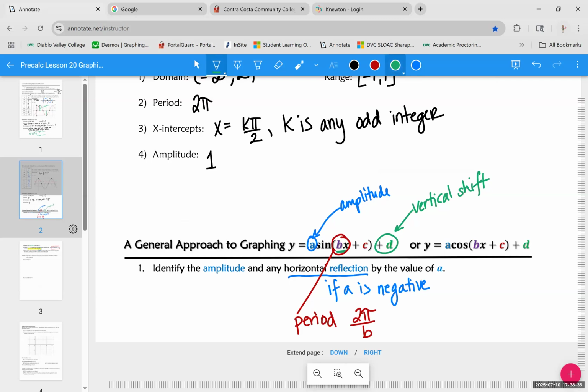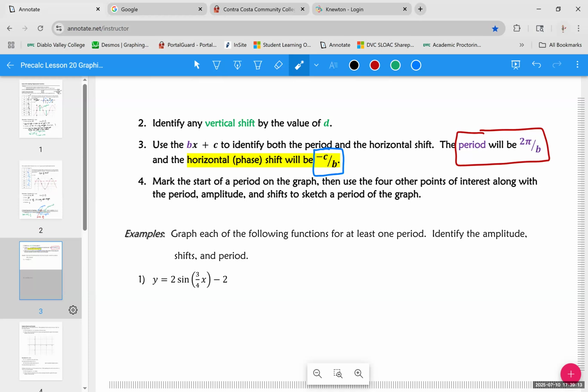Horizontal shift, you don't get to just look at the plus c. Because there's this b here, it will be c over b. And the reason they add a negative is because if it's a plus, it goes left, and if it's a minus, it goes right. So the negative is there to account for that. So if this was +3, and this was 1, it would be 3 to the left. In other words, -3, right? I'm less picky about whether you write it positive or negative. If you just write the direction, then that would work.